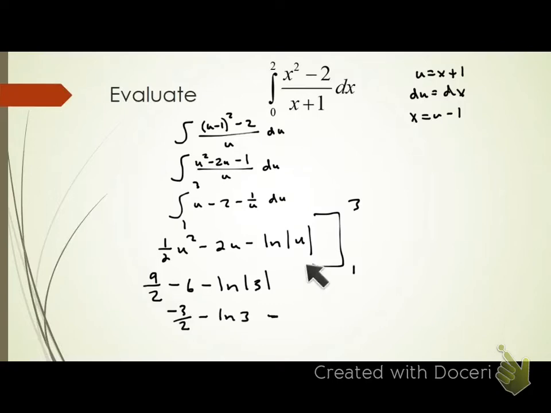Minus, if I plug in 1, that gives me 1/2 minus 2. What's a half minus 2? Negative 3/2. Notice how I put that in parentheses. Minus, what's the natural log of 1? I heard it. 0. So it's gone. So look. These cancel. I get just the negative natural log of 3. Woo!